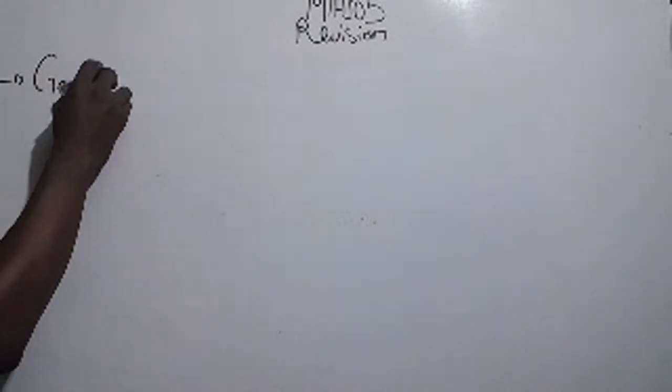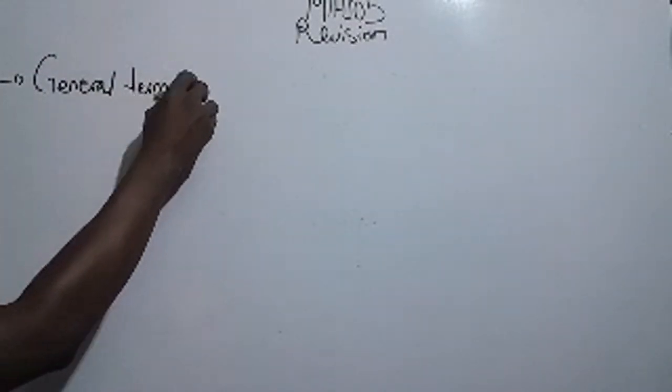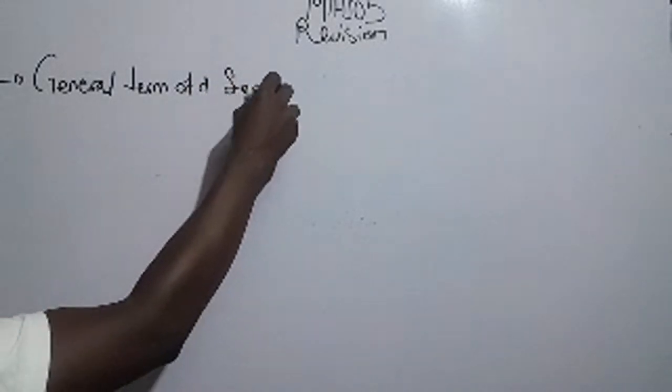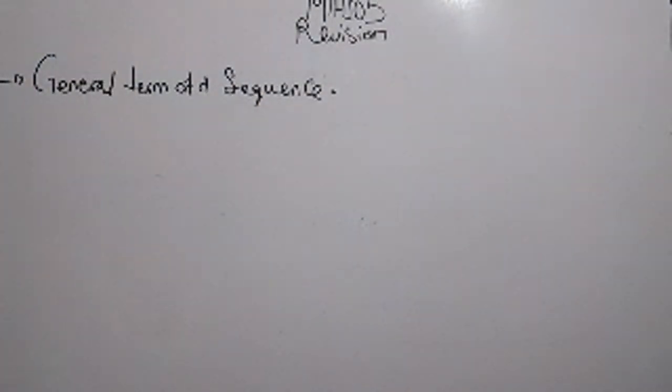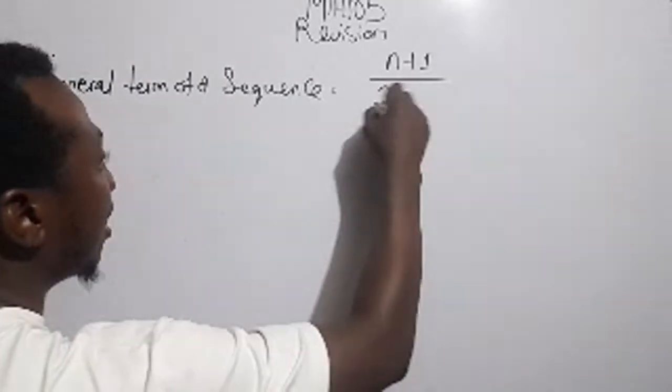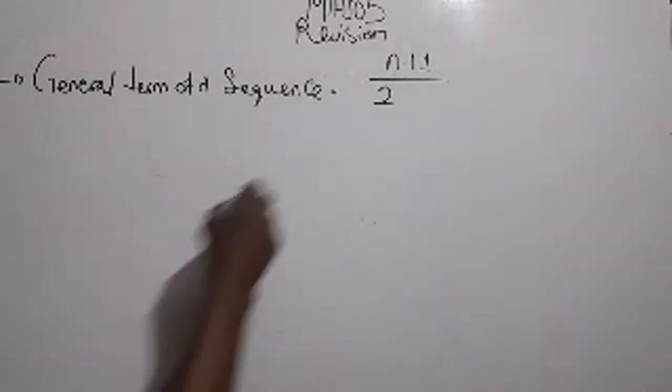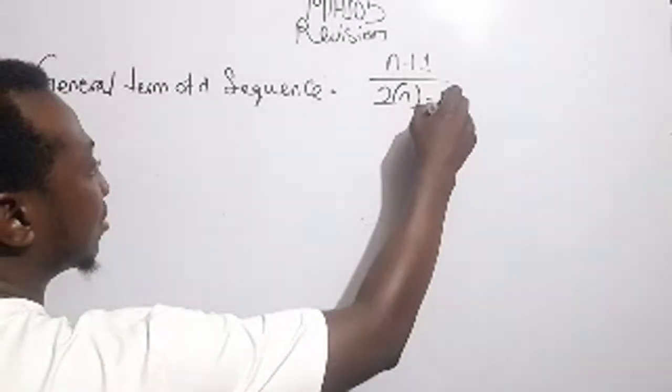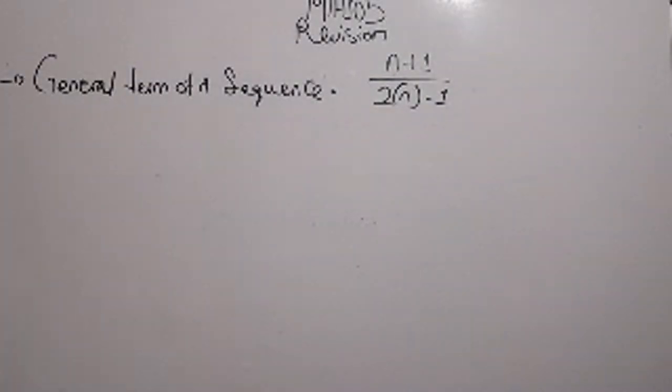Yes, we have AP. So the very first calculation we're going to be looking at is the general term of a sequence. And the formula for the general term of a sequence is said to be n plus 1 over 2, into bracket n minus 1. So now let's take a very quick example on this.